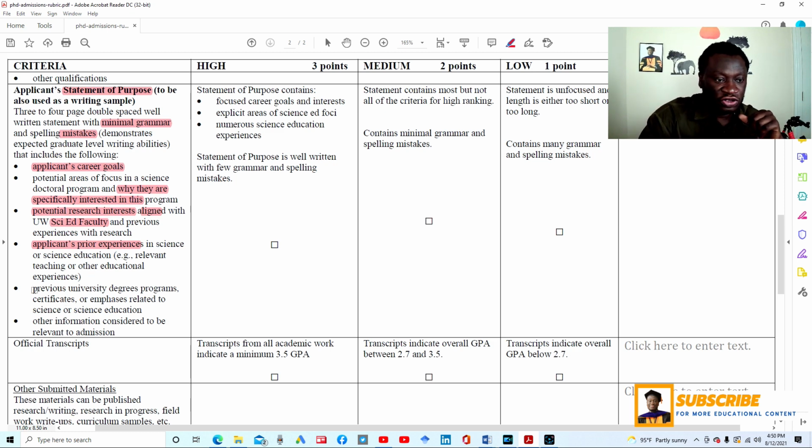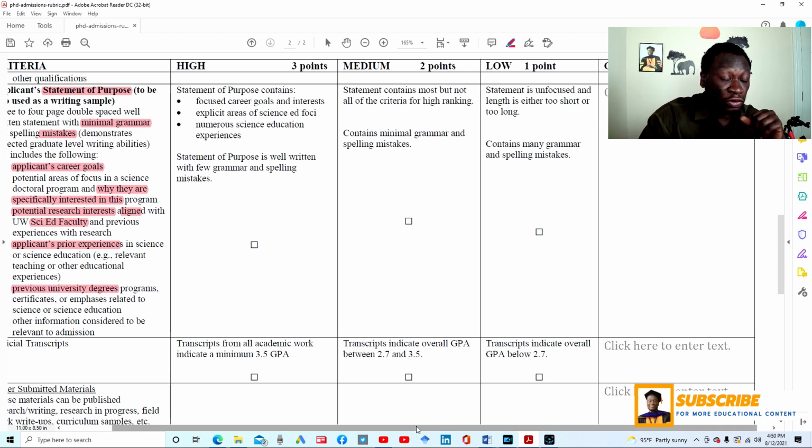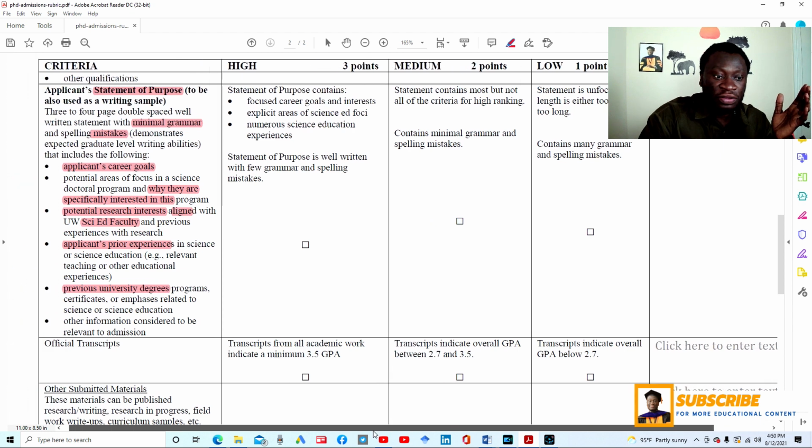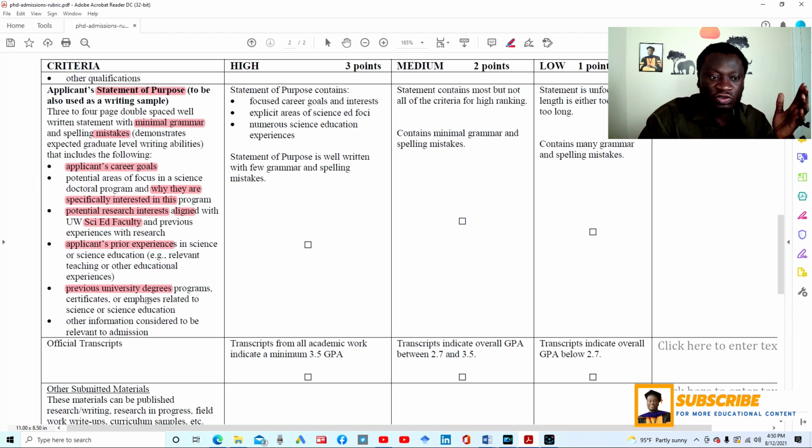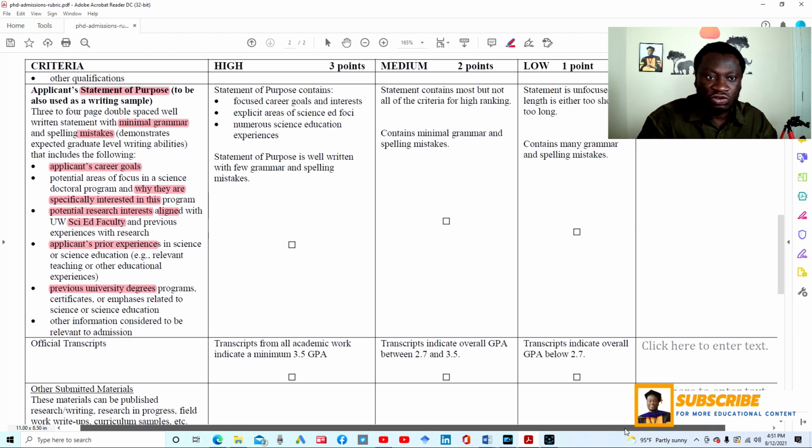And of course, even though they have your CV, they still want to see you describe your previous university degrees, programs, certificates, and be able to emphasize what you gained from them and how they are a good fit to help you succeed in this PhD program or master's program you are applying for. And of course, other information that might be relevant for their consideration.